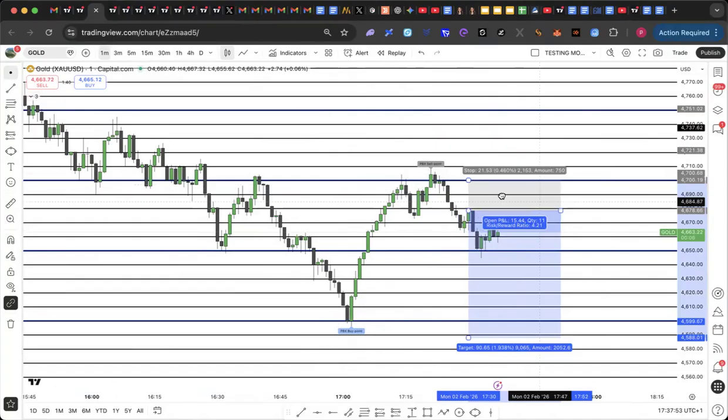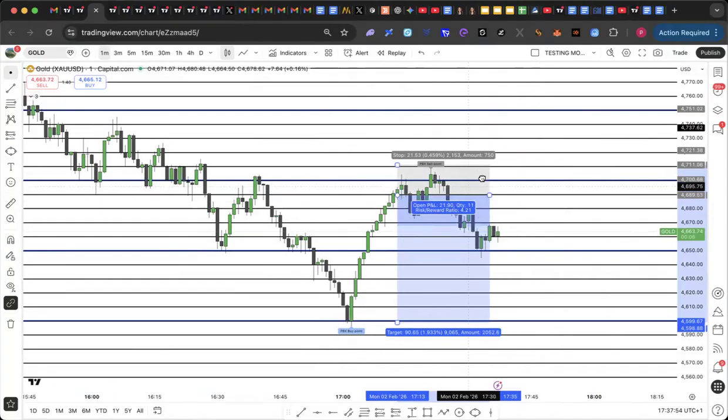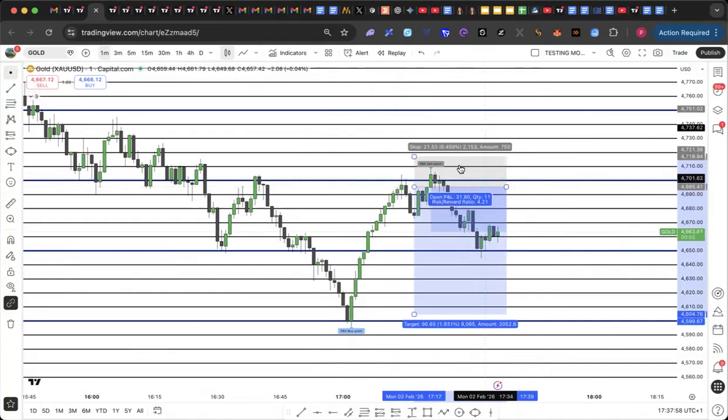That means the stop loss is going to be just above this. This is 200 pips, about 200 pips. Let's say 200 and something pips. So how do I now go about it?